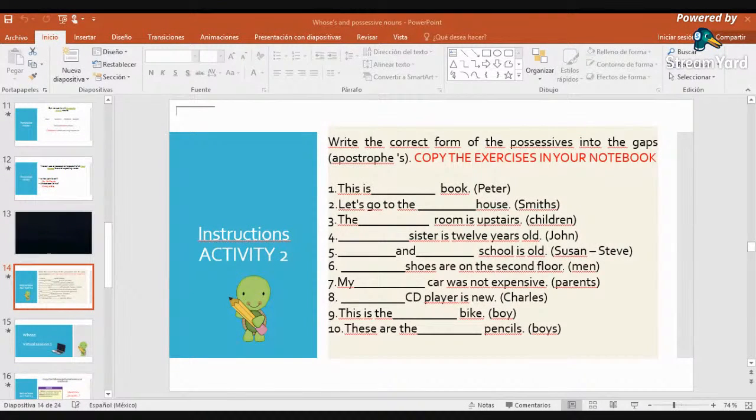It says the space room is upstairs, and the noun that needs to show possession is children. We have the special case here. So the first who writes the answer correctly gets a participation. So I'm waiting for your answer. Write it quickly. Let's see who answers first. I want to see your answers. I'm waiting for you.